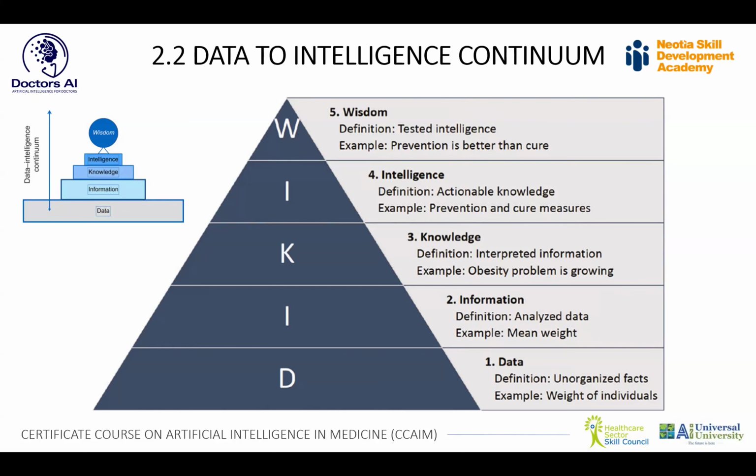And what is wisdom? It is the tested intelligence. So it means that prevention is better than cure. You can prevent obesity, you can control obesity. It is the mother of all metabolic diseases, so that the individual doesn't become diabetic, hypertensive, dyslipidemic, etc. So this is the data-to-intelligence continuum, data to wisdom, rather. Wisdom is at the top of the pyramid.